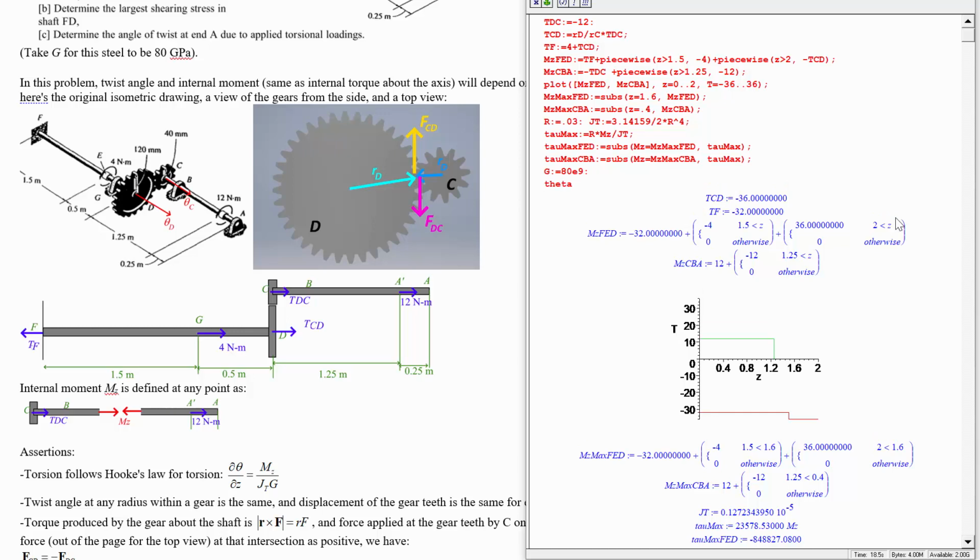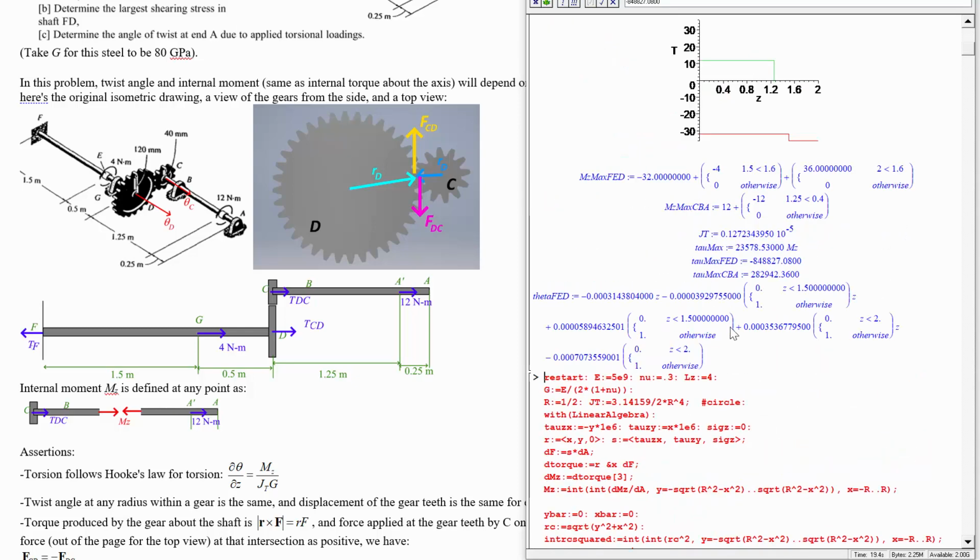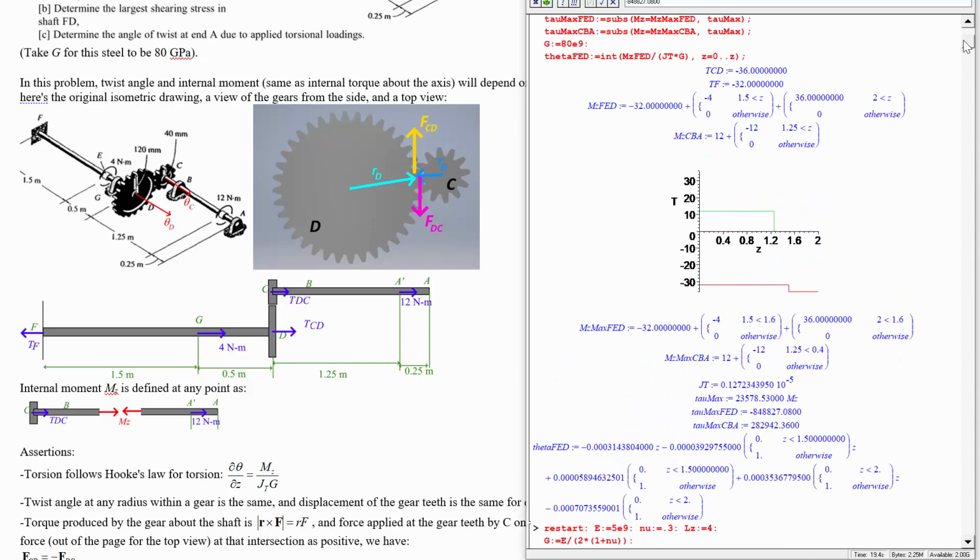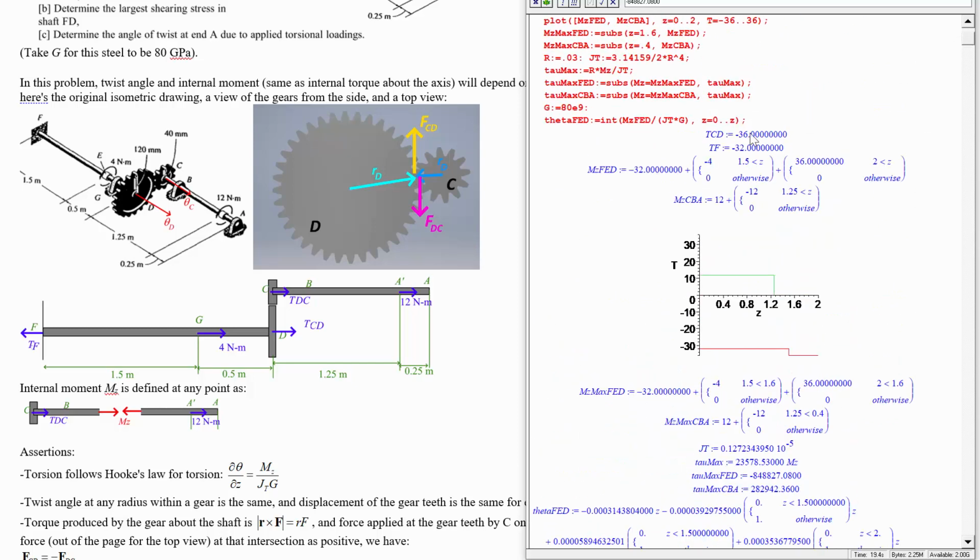theta for FED would be equal to, starting at 0, we're going to integrate this thing on FED. So integrate mz in FED over JT times G from Z is equal to 0 to Z. So this should be the twist angle at any point in FED. And yeah, it depends on how large of a Z you put into this, what we're actually going to get.